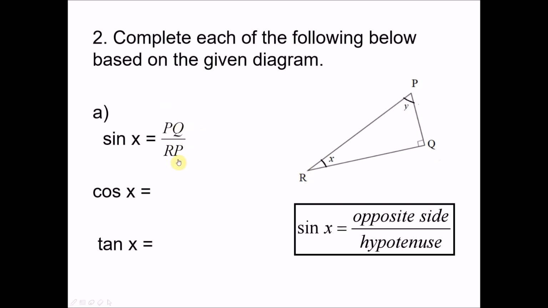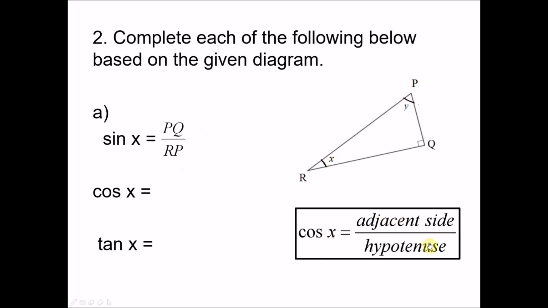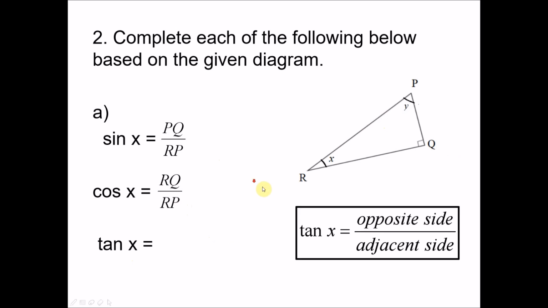Whereas cosine X has the formula cosine X equals adjacent side over hypotenuse. For this angle, the adjacent will be RQ. The hypotenuse is still PR. So it's RQ over PR or RP. The last one, tangent X. The formula is tangent X equals opposite side over adjacent side. For this angle, the opposite is PQ and the adjacent is RQ. So it's PQ over RQ, or QR, which is the same.